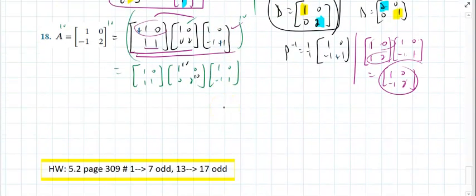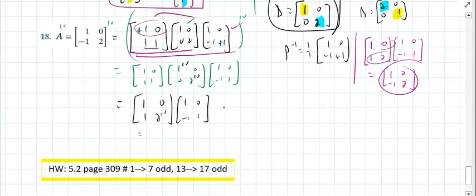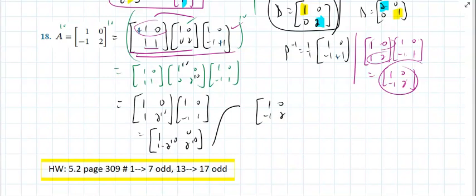And what will happen? That would simply be 1, 0, 1, 2 to the 10, multiplied by 1, 0, negative 1, 1. And that would be 1, 0, 1 minus 2 to the 10, and 2 to the 10. Right? So 1, 0, negative 1, 2 to the 10th.